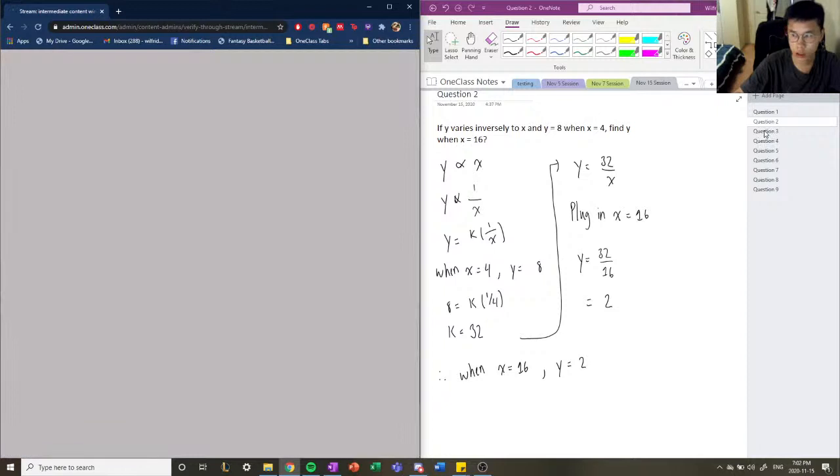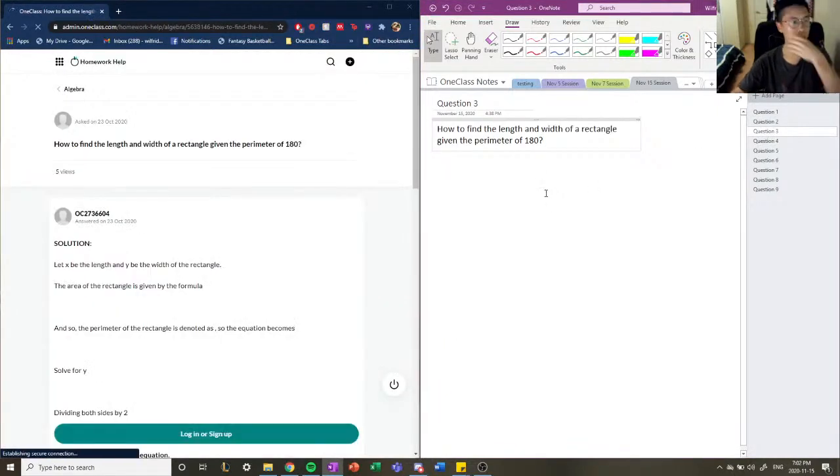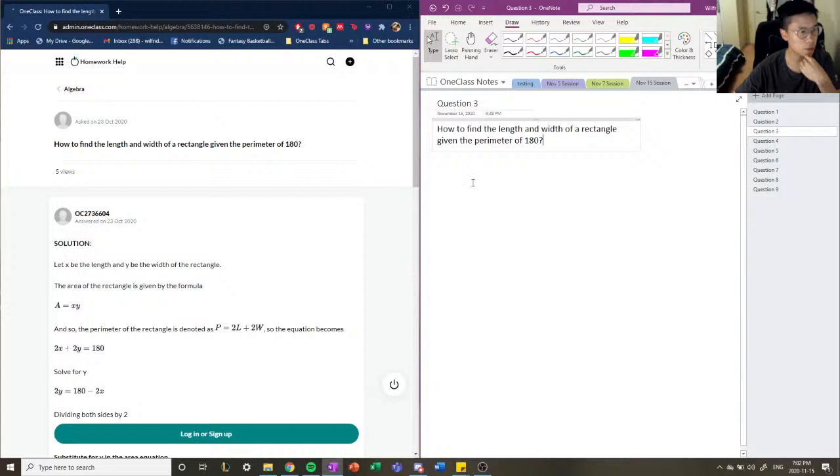All right, moving along to question number 3. All right, so the question reads, how do you find the length and width of a rectangle given the perimeter of 180? Okay. So let's write out our relevant equations first. So we have the perimeter of a rectangle, and that equals 2 times the width, so let's say W for width, plus 2 times the length. Okay. So that is our perimeter equation.